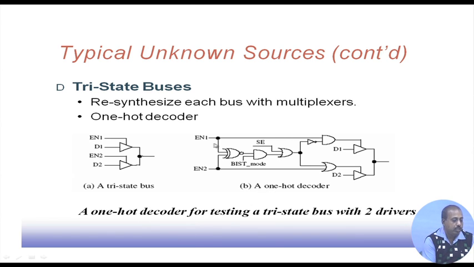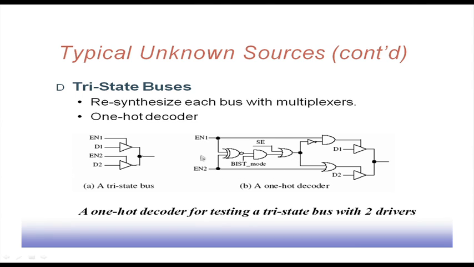So what is done? You see that if EN1 is 1, then this point will be 0, and as a result this will become 0. If this scan enable is also 0, then this 0 will come here. As a result, this point will get 1 and this point will get a 0. So with EN1 being 1, this signal is coming here, but at that time EN2 is 0, so it will come to this point.